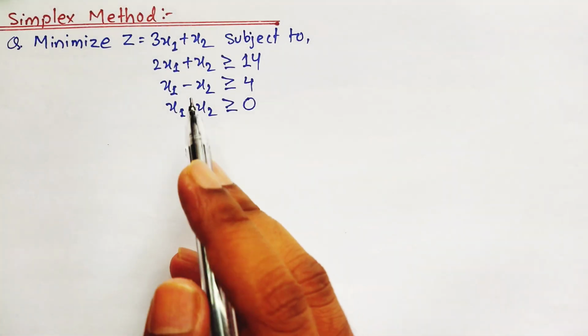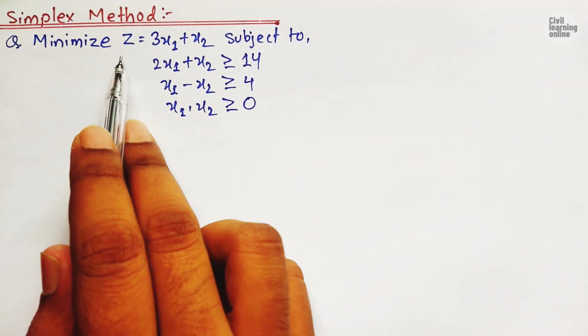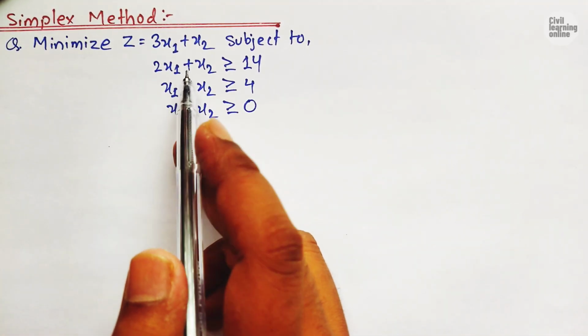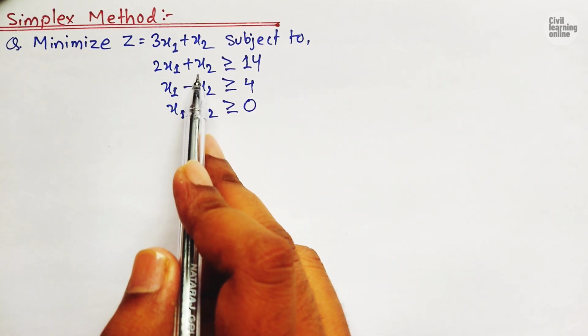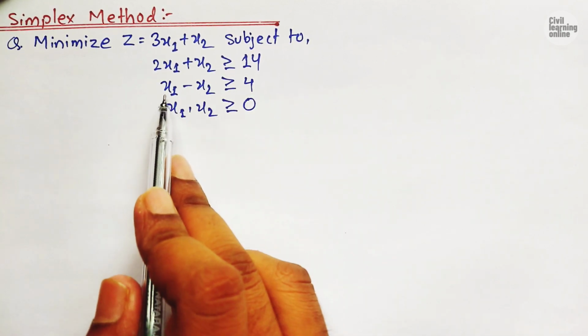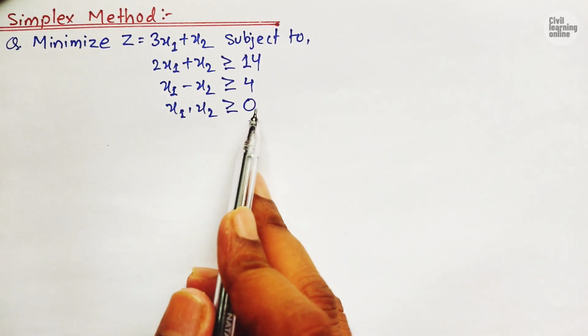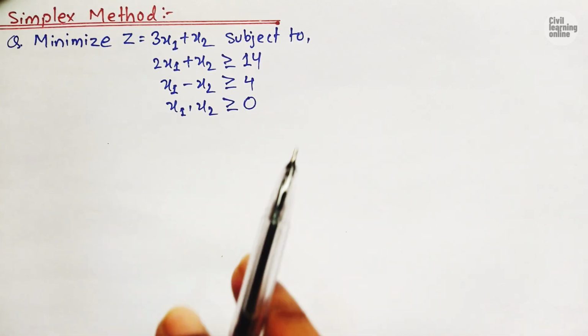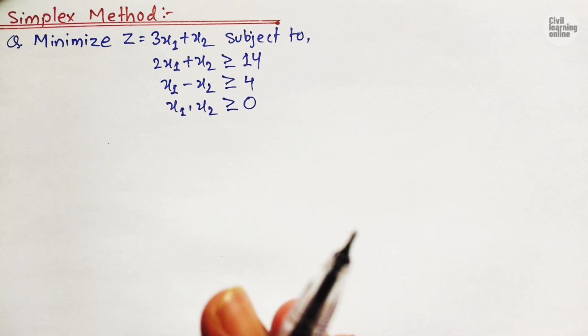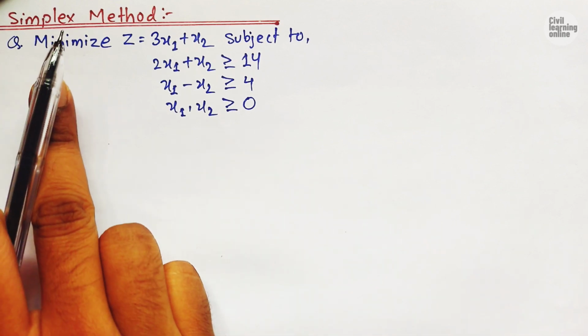Let's begin the solution of this problem. Here we are asked to minimize z equals 3x1 plus x2 subject to 2x1 plus x2 greater than or equal to 14, x1 minus x2 greater than or equal to 4, and x1, x2 greater than or equal to 0.